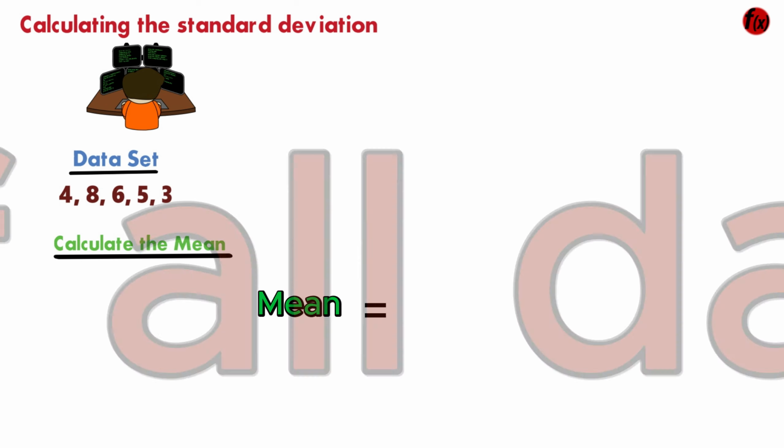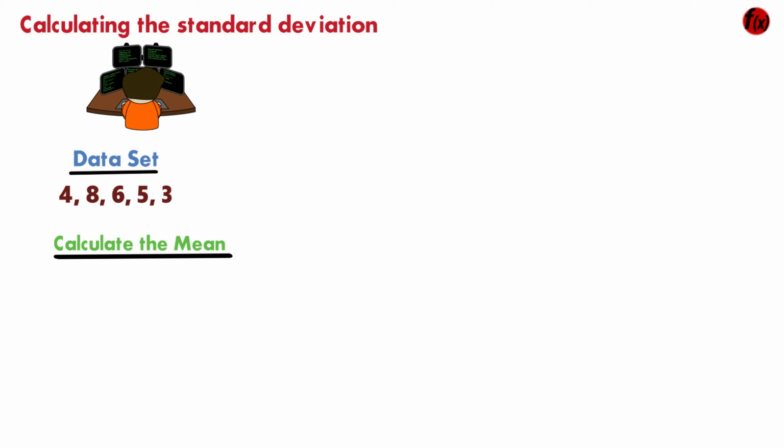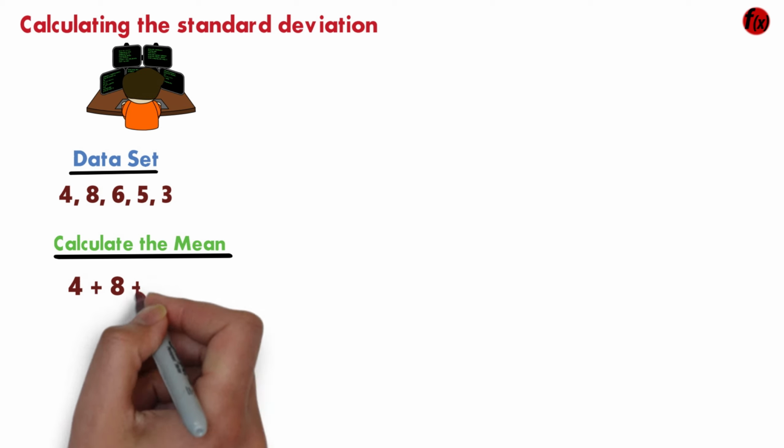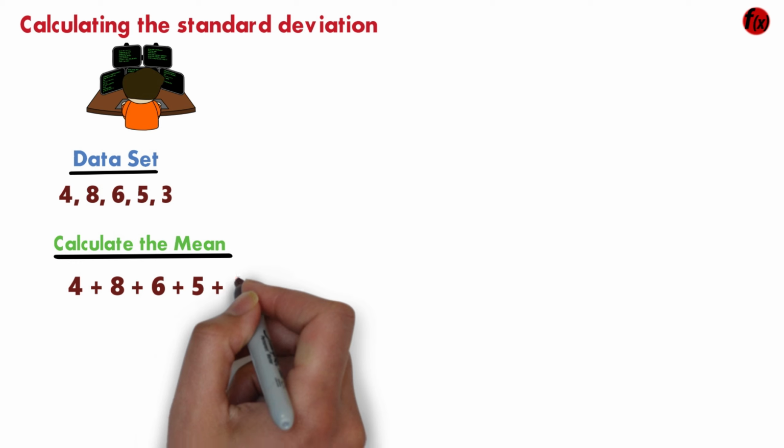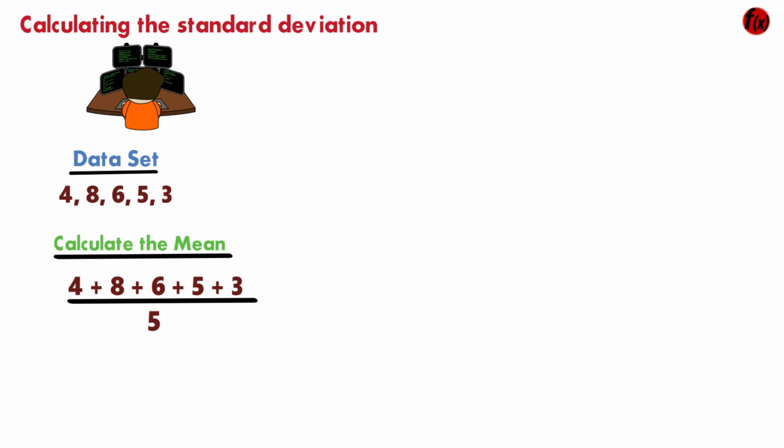Mean equals sum of all data points over number of data points. So we have 4 plus 8 plus 6 plus 5 plus 3 divided by 5 equals 26 over 5, which is 5.2.